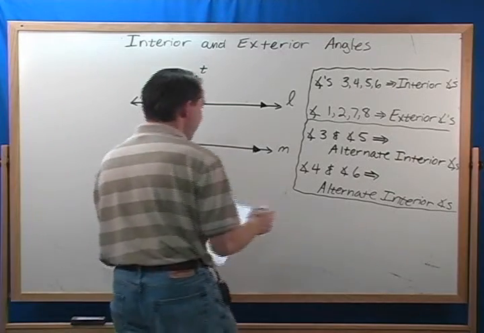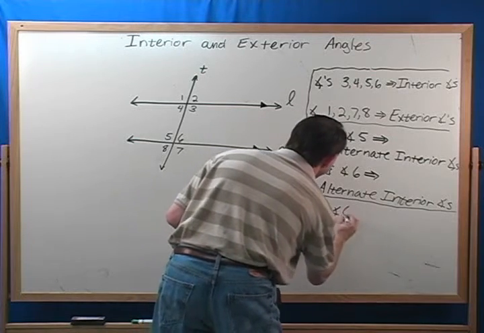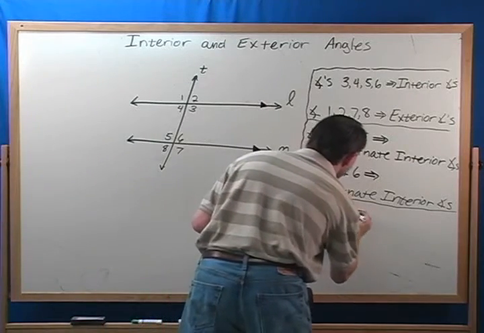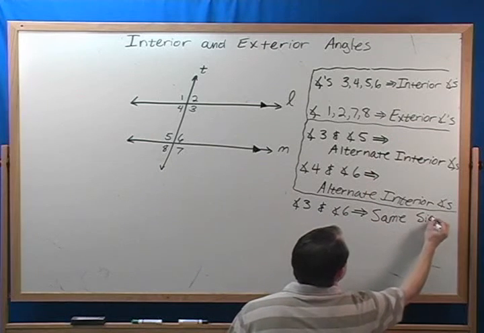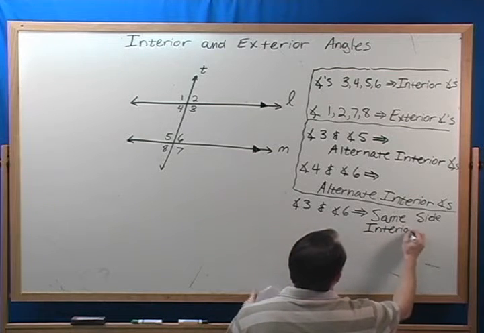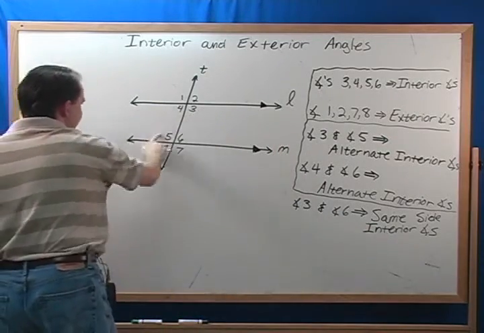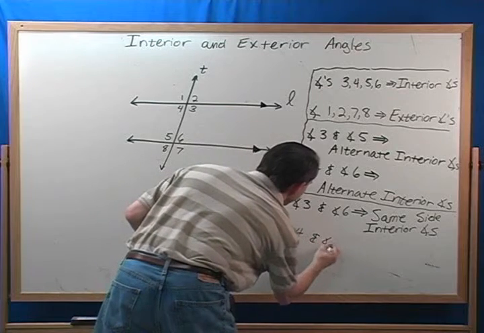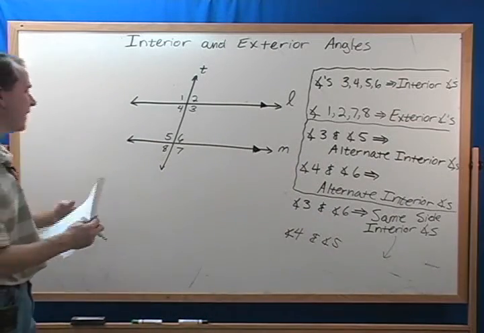So I'm going to say angle 3 and angle 6 are same side interior angles. And the same thing with angle 4 and angle 5. Same side interior angles. Okay, so we've defined a lot of stuff here.